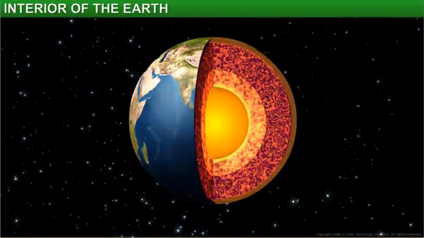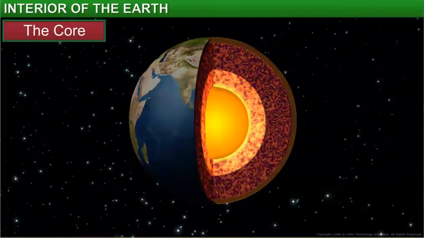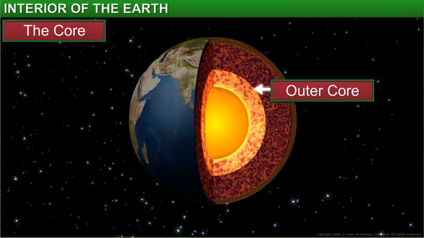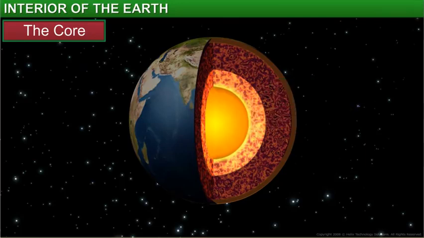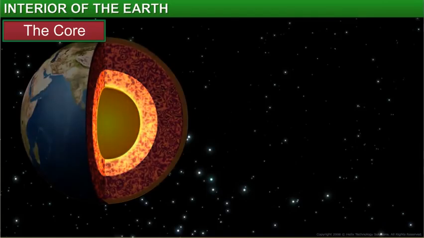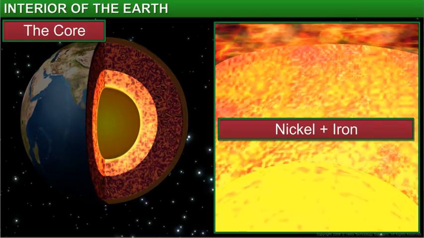Finally, as you go deeper inside the earth, you come to the core. The core consists of an outer core and an inner core. The outer core lies just below the mantle and is mainly made up of nickel and iron. This combination gives it the name Nife. The materials within the outer core are in a liquid state.